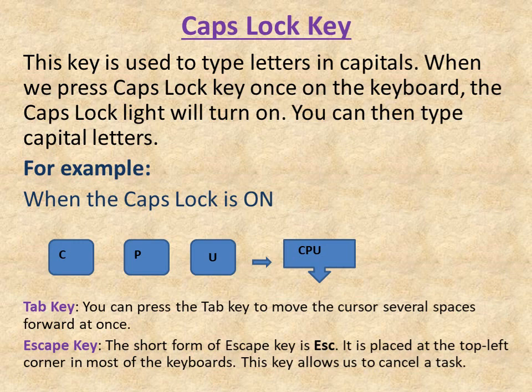Next is tab key. You can press the tab key to move the cursor several spaces forward at once. Escape key. The short form of escape key is ESC. It is placed at the top left corner in most of the keyboards. This key allows us to cancel a task.